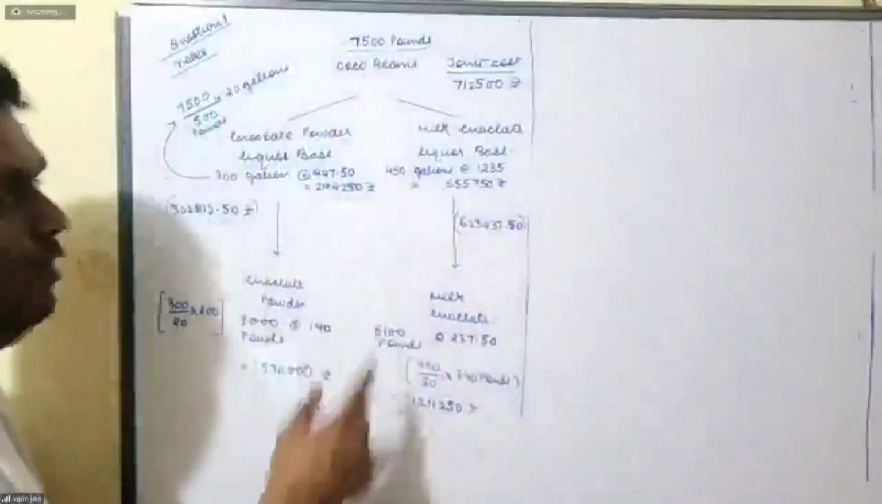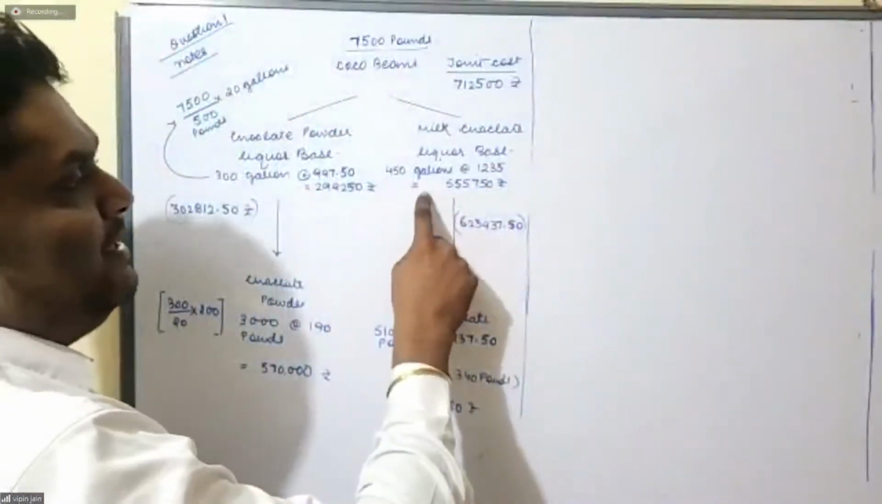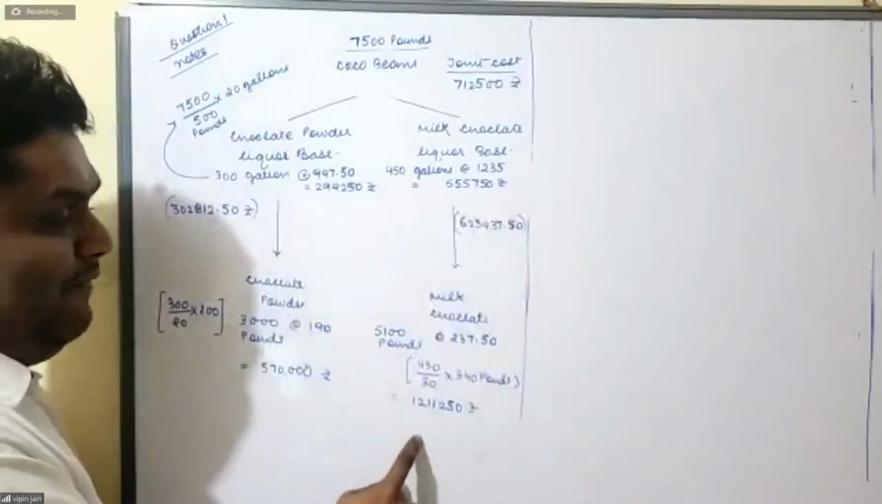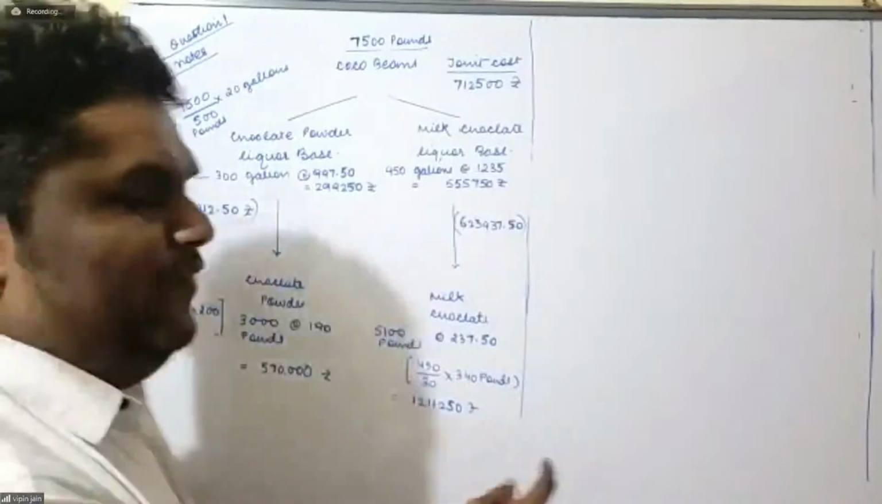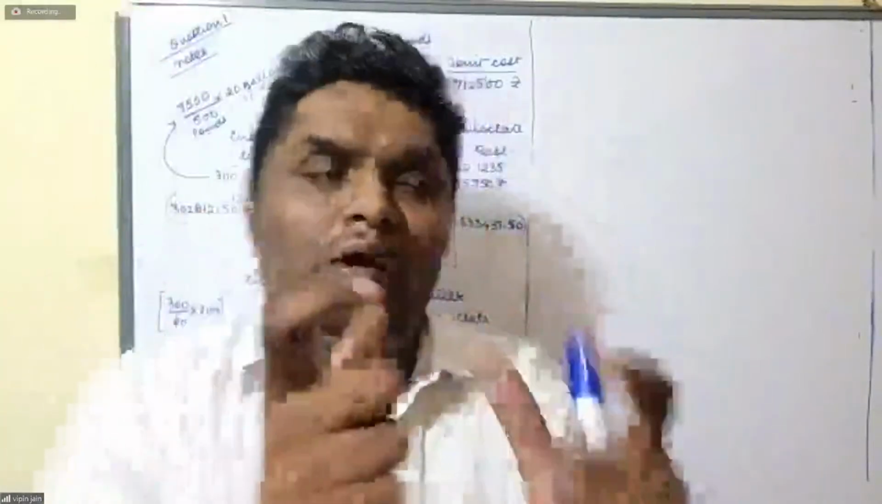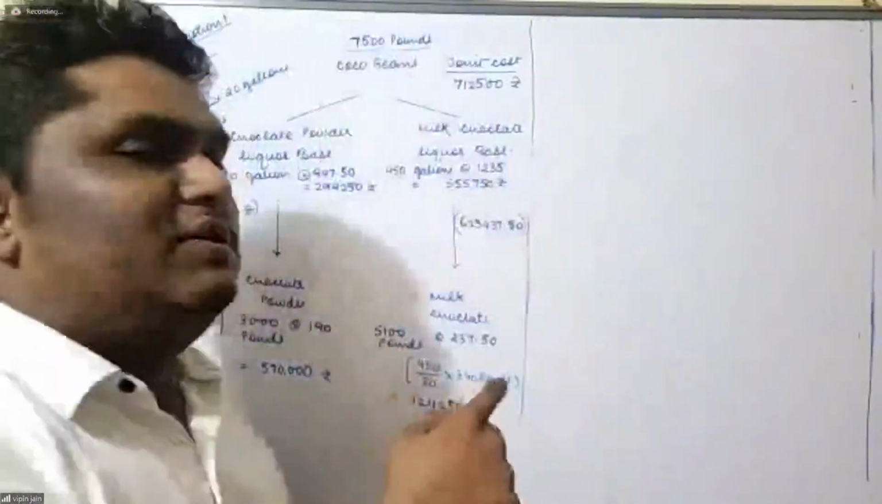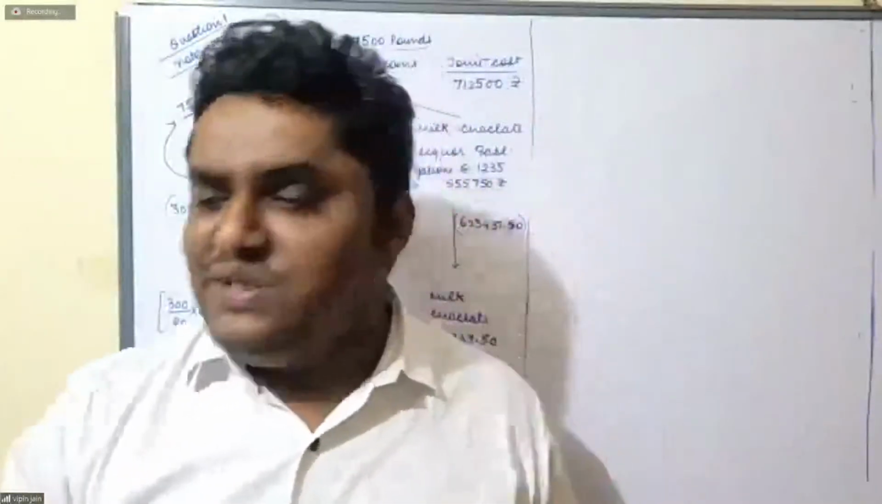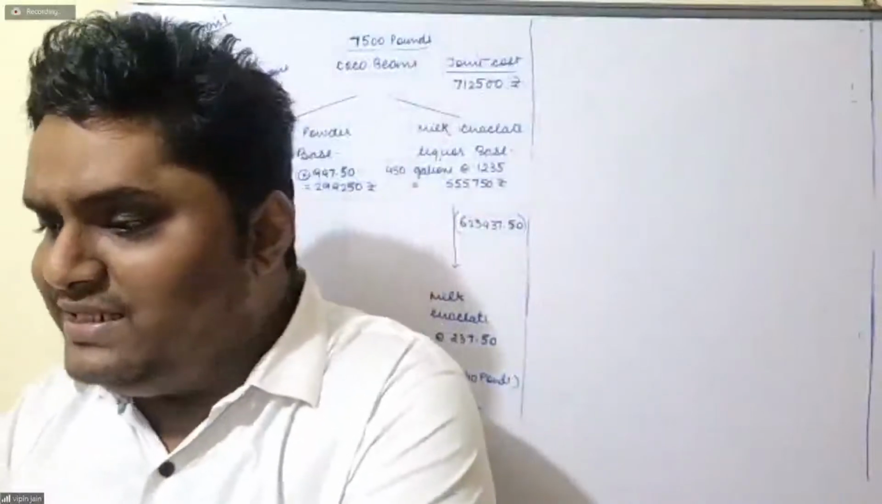Similarly, in this case also, the revenue of the intermediate product is 555,750, and the revenue of the final product is 1,211,250. So again, the incremental revenue will be compared with the further processing cost. If the figure is positive, we should process further. So this is all about this question and this chapter, guys.